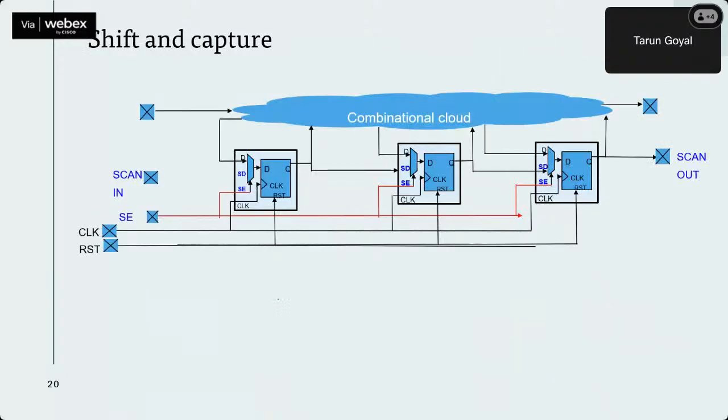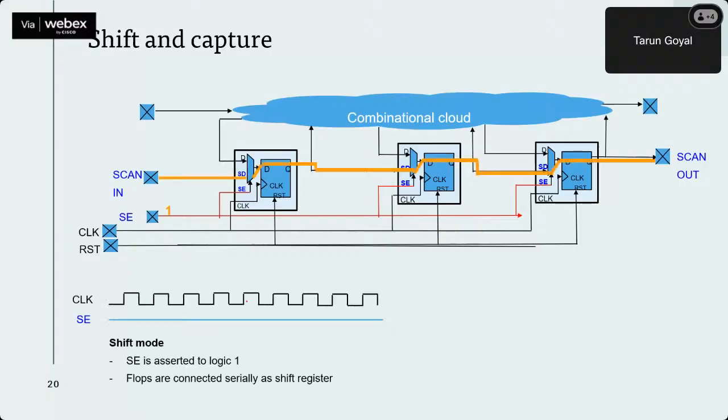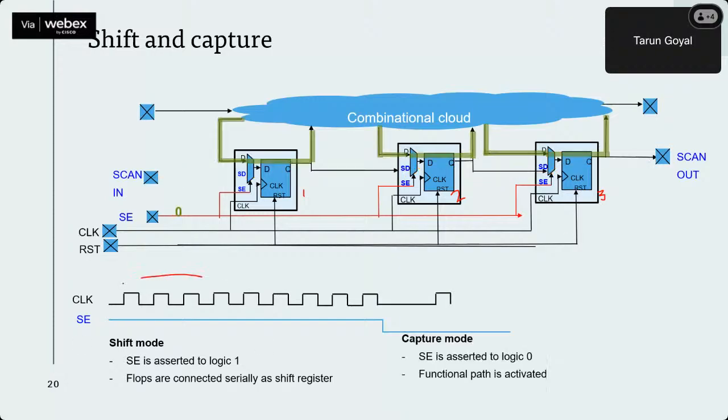So let's go to the scan shift and capture path. This is the clock we are giving. We apply 1 here on scan enable, and we start loading all the flops. Whatever we give on the scan input, every clock cycle it goes to flop 1, flop 2, flop 3. This part we call the shift. We bring the data to all flops and propagate.